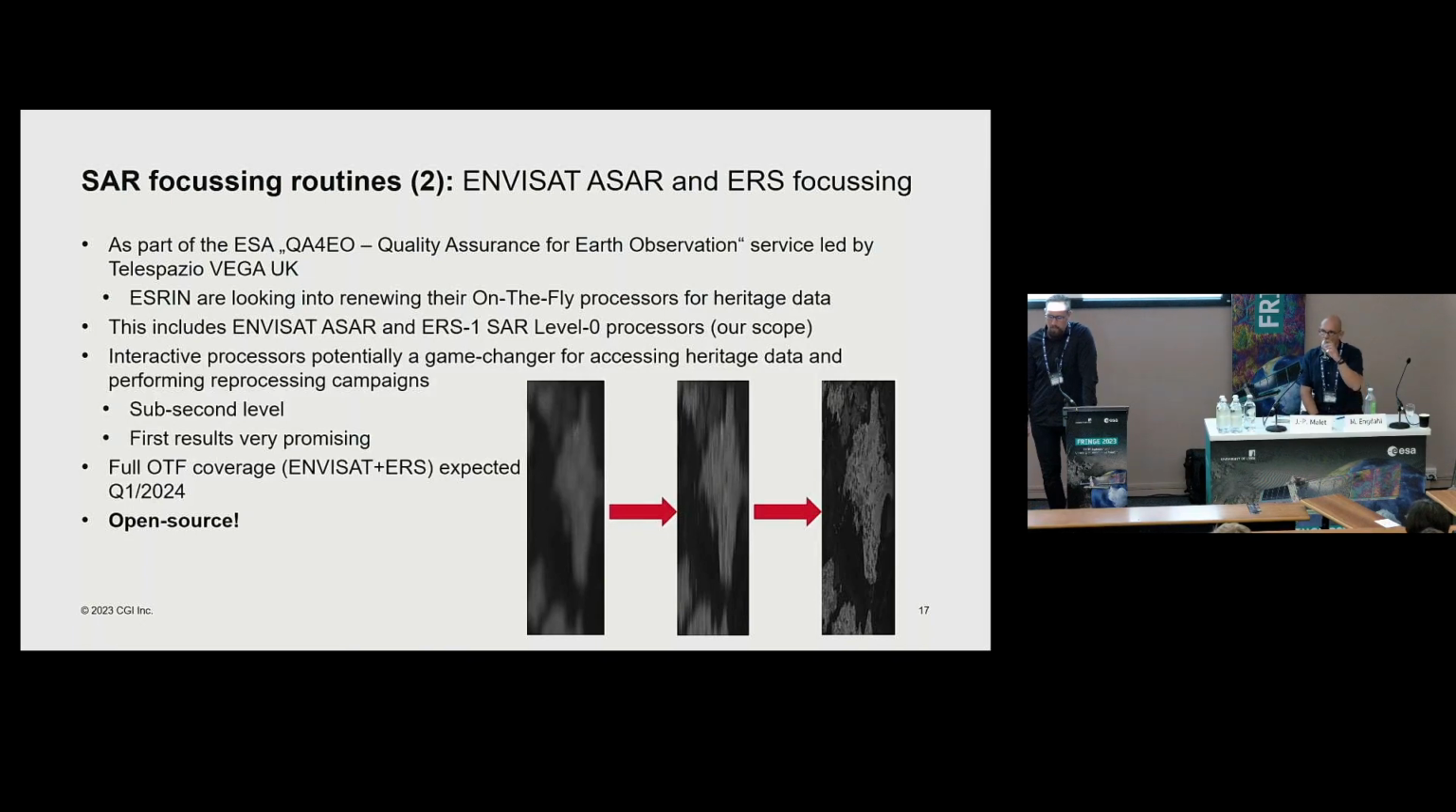So in the future, we could really have interactive processors that help users access heritage data. Very fast on-the-fly processing could be done, and any reprocessing campaigns could become much faster. If you need to process 1 million scenes, and it takes less than a second to process one scene, that becomes reasonable. And again, this is also going to be open source. So here we have the open source SAR focusing tool that Marcus is willing to support in Snap. We just have to wait until next year.